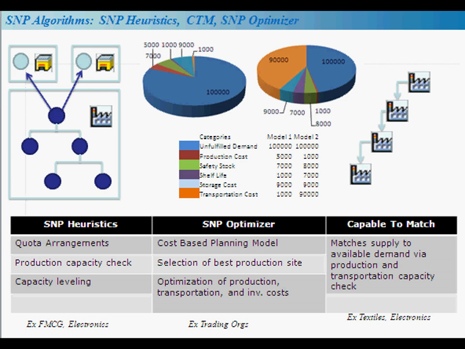planning engine. So we might have different customers which are priority based, different products which are priority based, different locations which are priority based. So CTM is more of a priority-based engine. So these are the three planning engines which SNP as a tool offers.